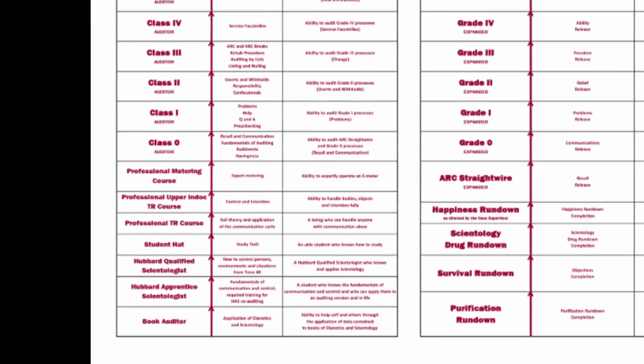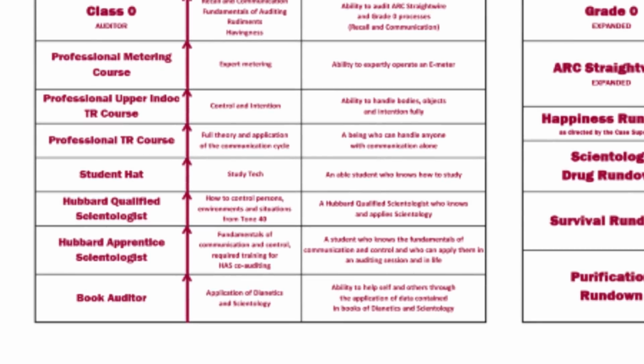That information is mainly contained on the auditor training levels. To briefly walk through this, let's start at the bottom and work our way up. On the training side, it starts with a book auditor, meaning someone who has read Dianetics, the Modern Science of Mental Health, and can deliver basic Dianetics auditing. This is simple one-on-one regression therapy, which does not use Scientology's E-meter.